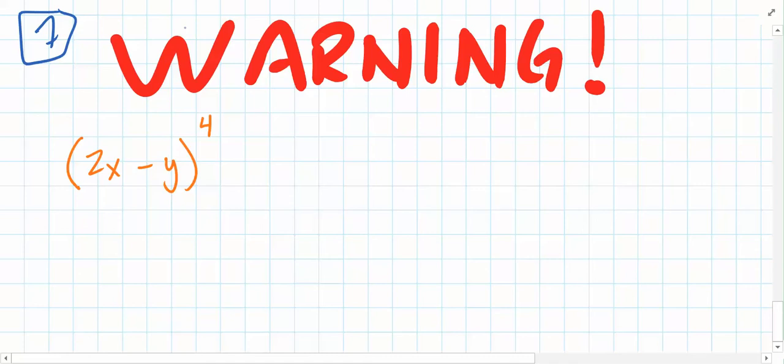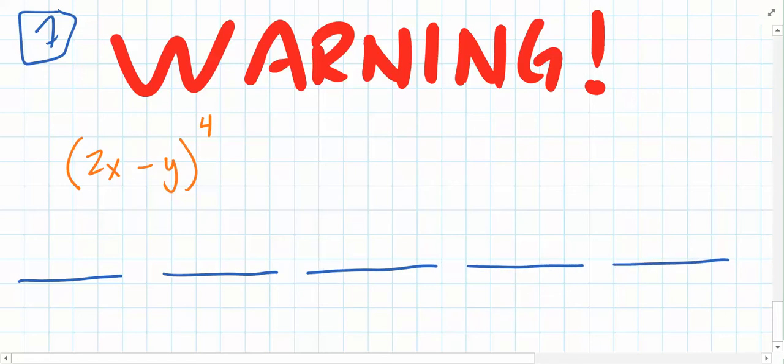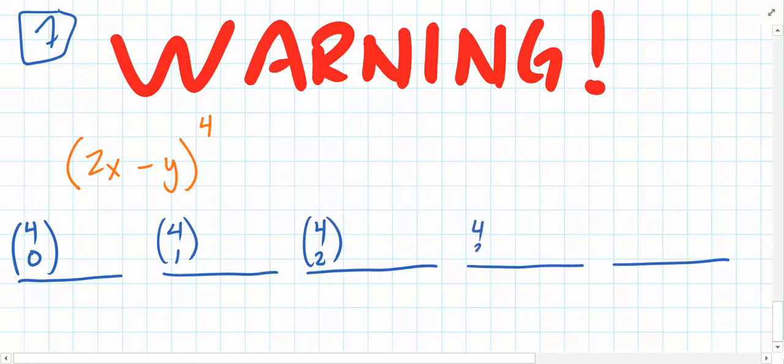4. And how many terms will I have total? 5. So let's set those terms up, please. 1, 2, 3, 4. I will have 5 total terms. Okay? I start with my binomial coefficients. So I'm going to have 4 choose 0, 4 choose 1, 4 choose 2, 4 choose 3, and finally 4 choose 4. Easy enough, right?